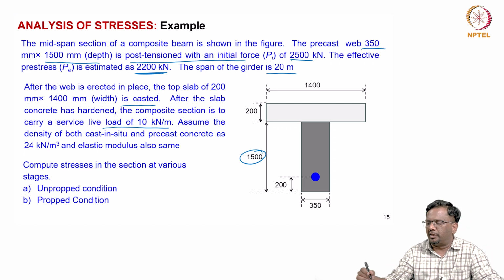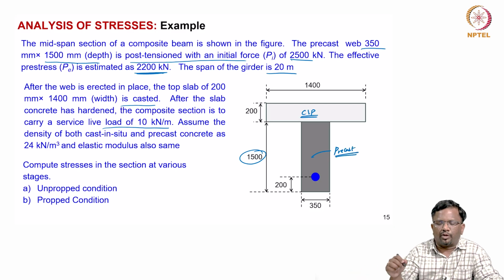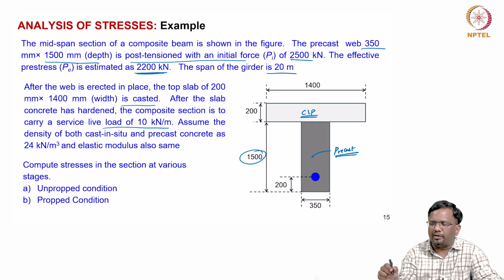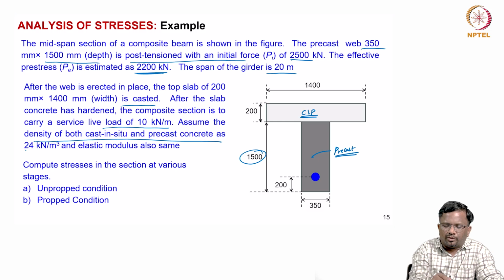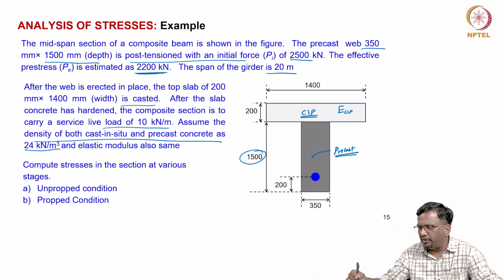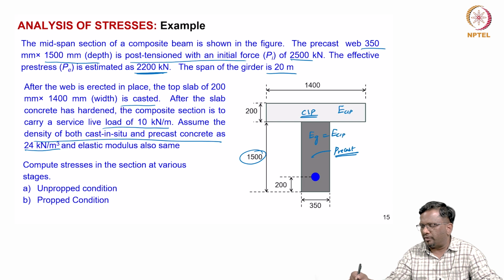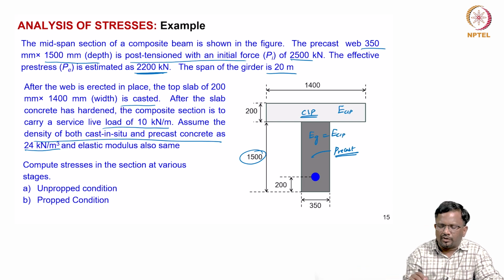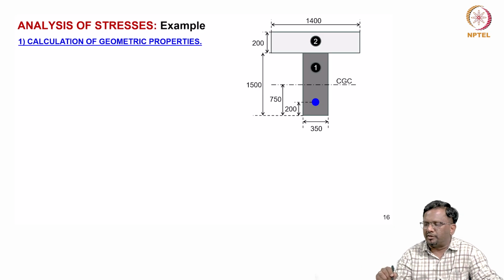Okay. So this is the cast in place slab and this is your precast element, right. So the live load requirement is 10 kilonewton per meter and the span is given as 20 meter. For the density of concrete for self-weight, you can assume 24 kilonewton per meter cube, and we are going to say that E of the CIP and E of the girder are both the same. Okay. Now we are going to compute the stresses at various stages. One is an unpropped condition, another one is a propped condition. Now let us look at, first, the calculation of your geometric properties.